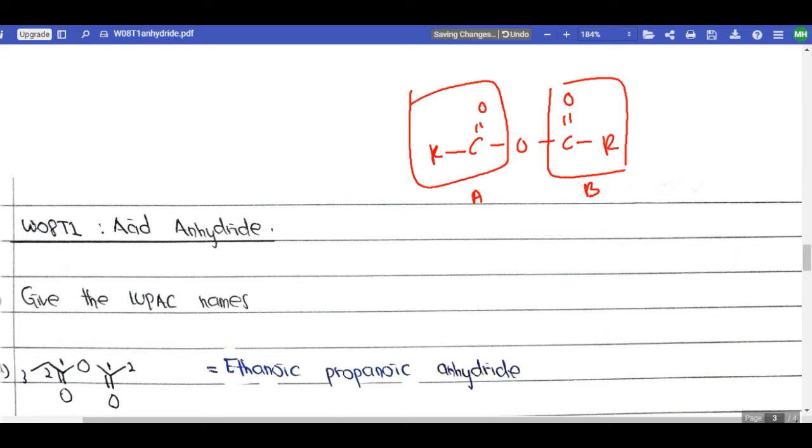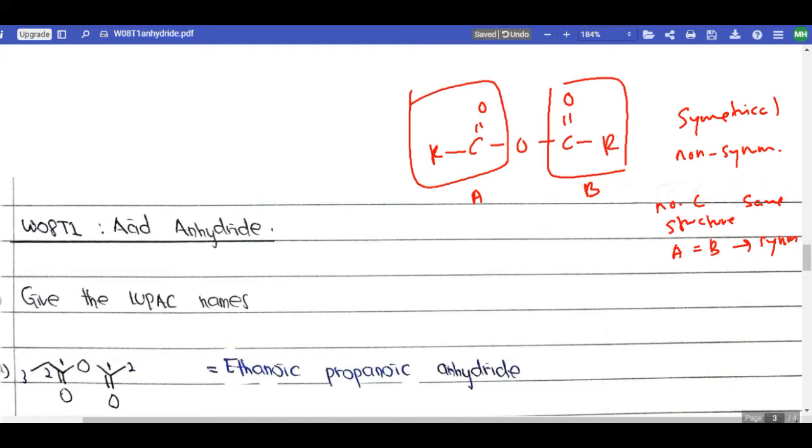we can classify the anhydride into two types. The first one is what we call symmetrical. The other one is what we call non-symmetrical. The idea of symmetrical and non-symmetrical is easy. If both the number of carbon and also the structure is the same for A and B, this will be called symmetrical.